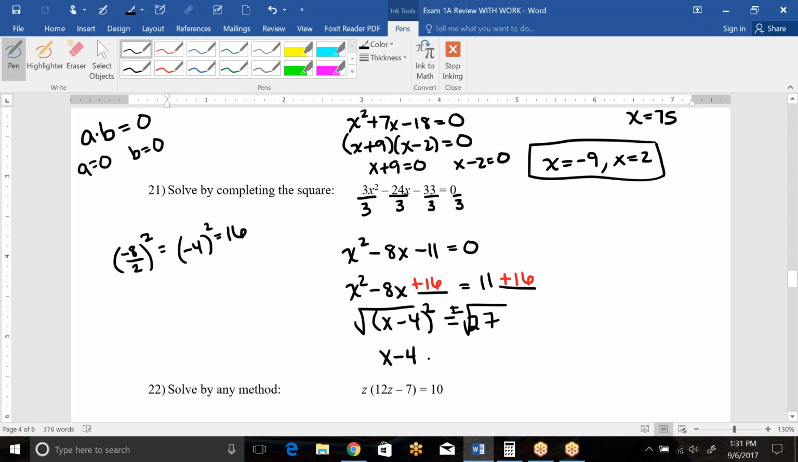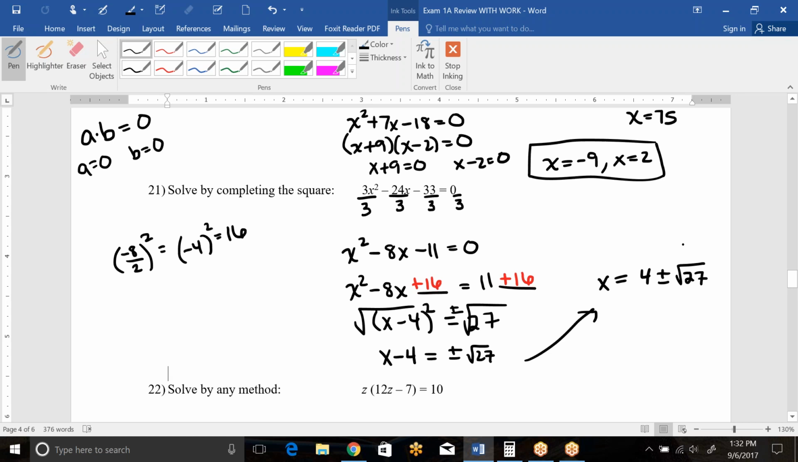So this just becomes x minus 4 equals plus or minus the square root of 27. We'll want to move that 4 over, so we're going to add it over, and we usually place it in front of the plus or minus. That's typical format. And then we do need to double check that this radical doesn't reduce.